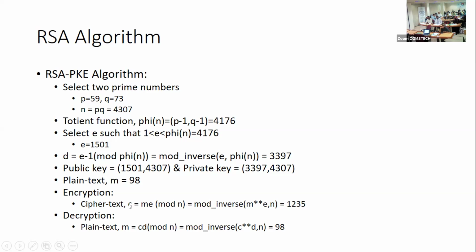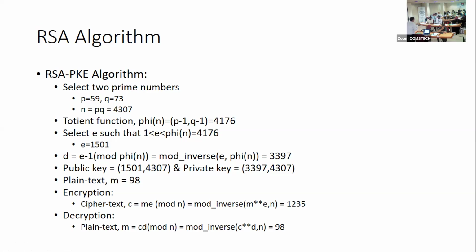He does this: M raised per E mod N. M is your message, E is the number coming from your public key. And you end up getting 1235. 1235 is your ciphertext, C. When Alice receives 1235, she computes C raised per D mod N, and you end up getting 98, which is the same number. Okay, you understand that?